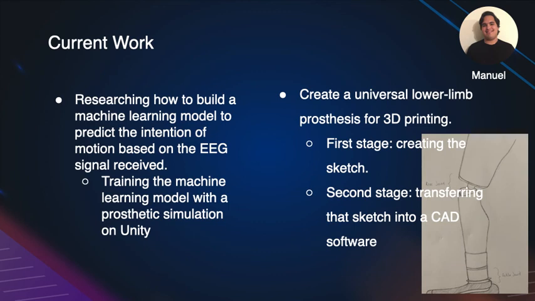We're studying machine learning concepts in order to build a model to predict the intention of motion based on EEG signals received. We're also working on the design of a universal lower limb modular prosthetic. For the first stage, we'll work on the creation of a sketch. The second stage will transfer the design into a CAD software for further development.